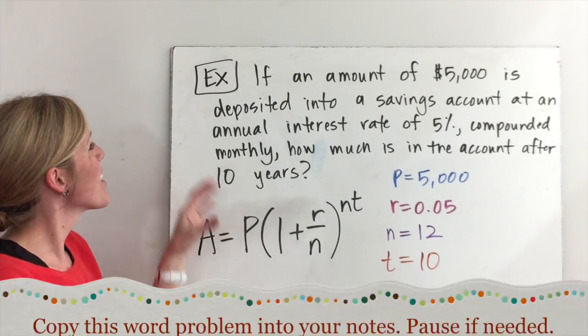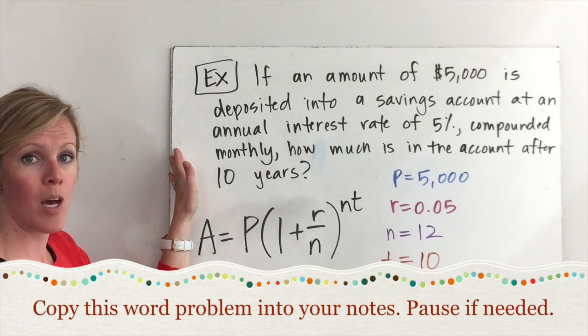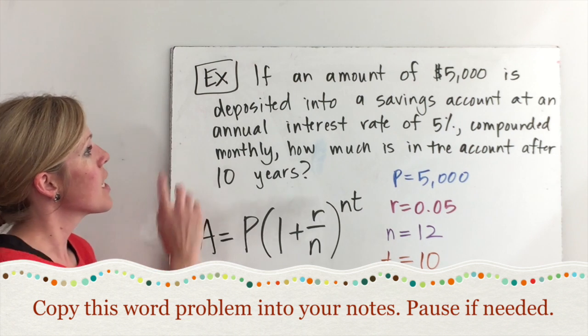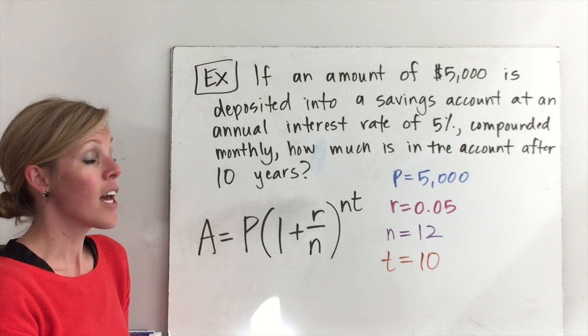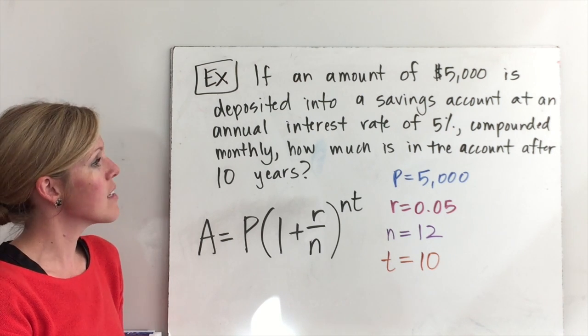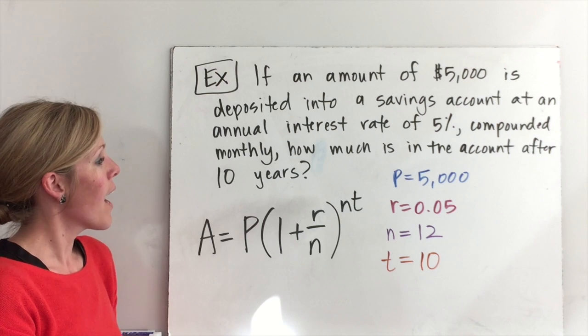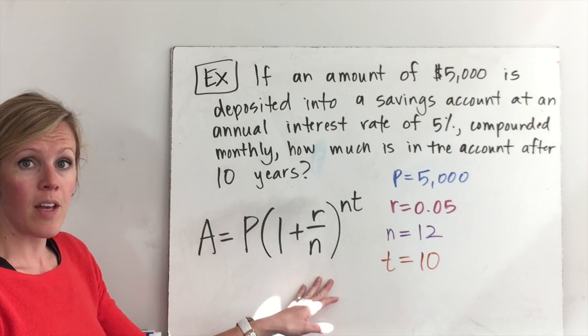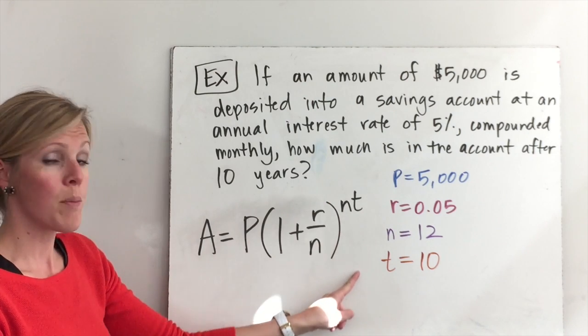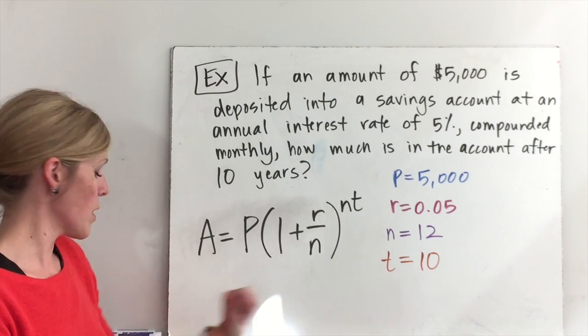Welcome back. Here is an example that we can use the compound interest formula with. If an amount of $5,000 is deposited into a savings account at an annual interest rate of 5%, compounded monthly, how much is in the account after 10 years? Well, here's our formula, and as you can see, we have all of the information that we need to plug into the formula.